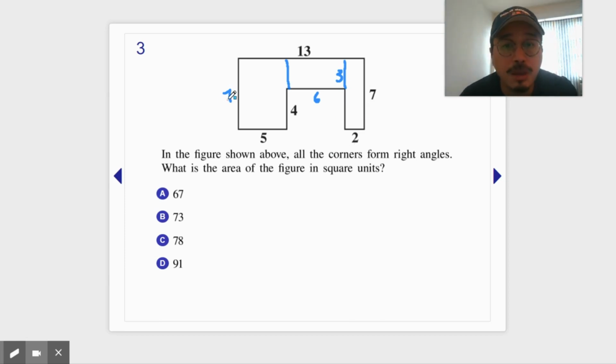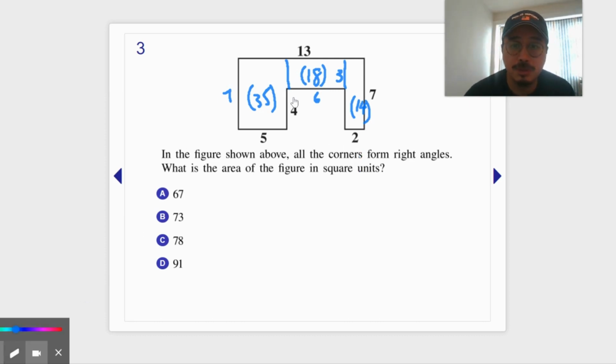So let's see. Let me just double check. I just want to make sure: 7 times 5 is 35. 6 times 3 is 18. And then the last one is 14. Yep, now I gotta add them together. Let's see, 35 plus 18, what is that? 3 plus 1 is 4, 53. Yep, 53 plus 14, 67. Yeah, okay, all right.